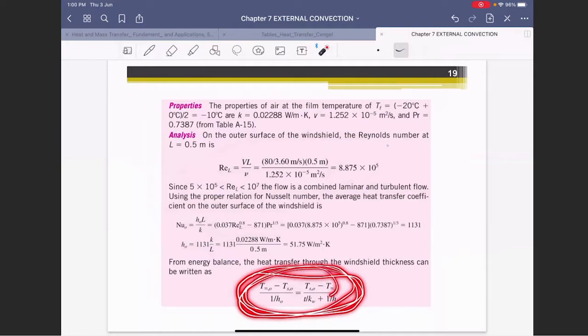This formula is not in this chapter, right? So where does this one come from? Do you still remember chapter 2? Chapter 2 or chapter 3? The thermal resistance network topic.